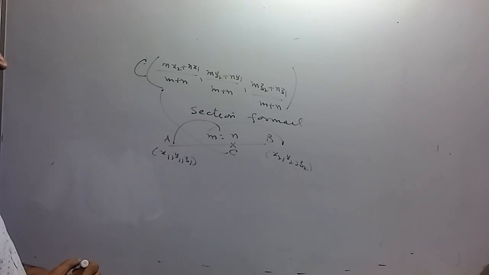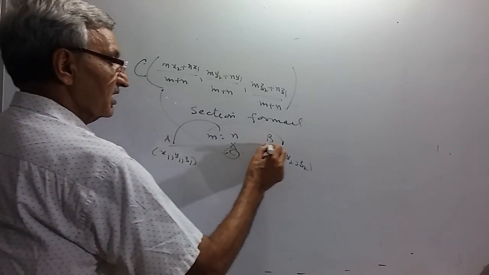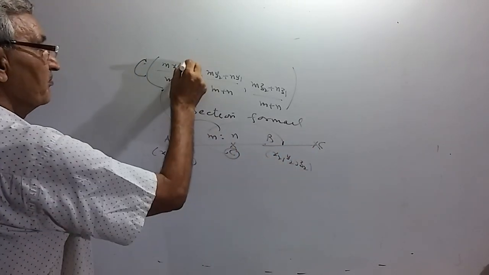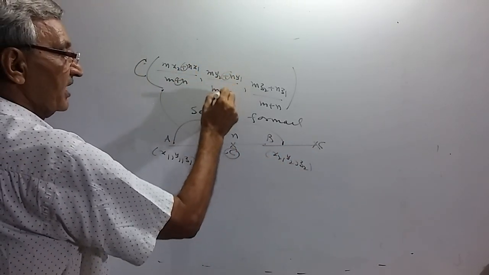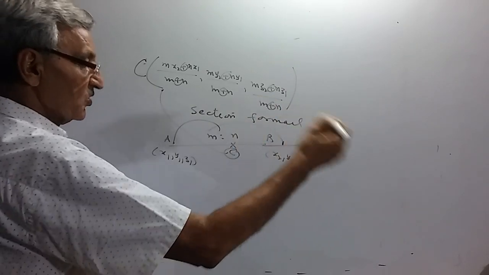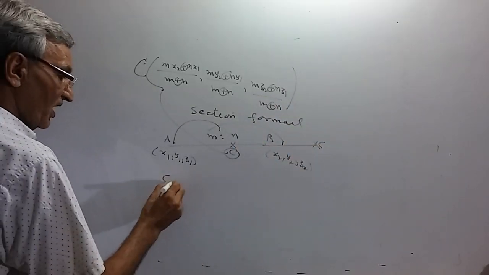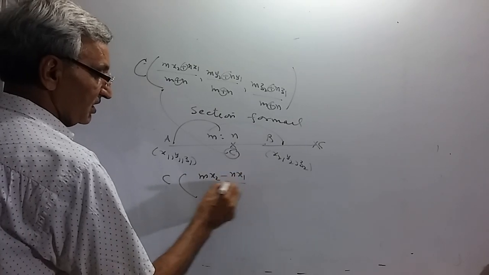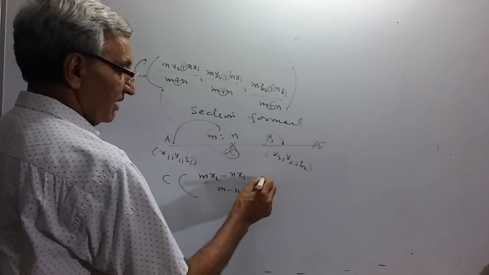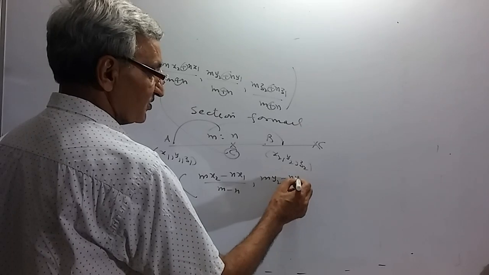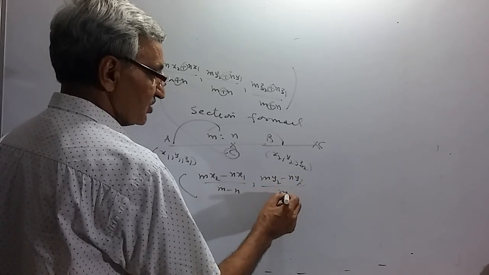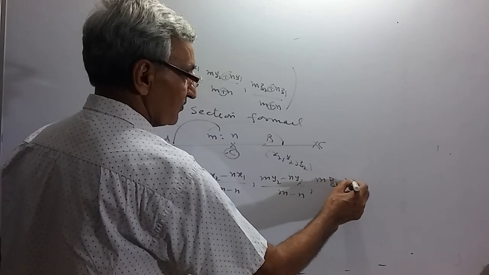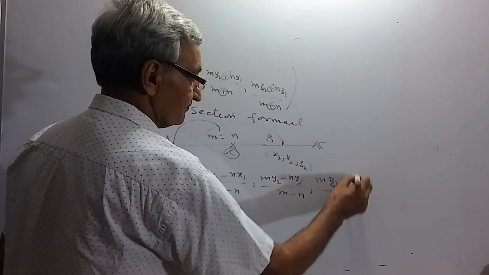This is for when the point is internal. If it is external, the sign changes to minus here. If point C goes outside, then it divides externally: (m x2 minus n x1) divided by m minus n, and m y2 minus n y1 divided by m minus n. Only the sign changes.